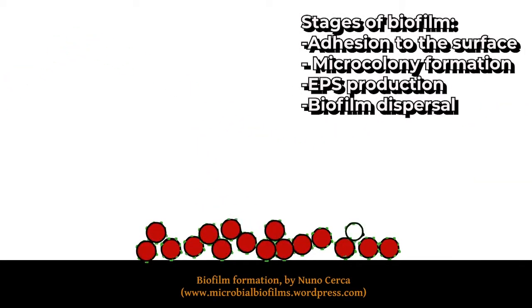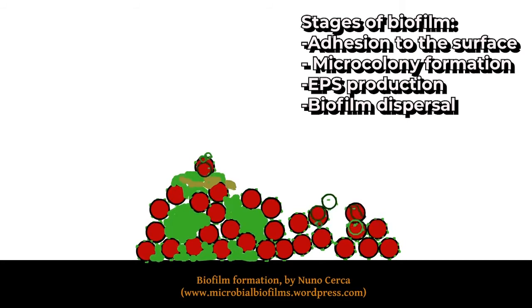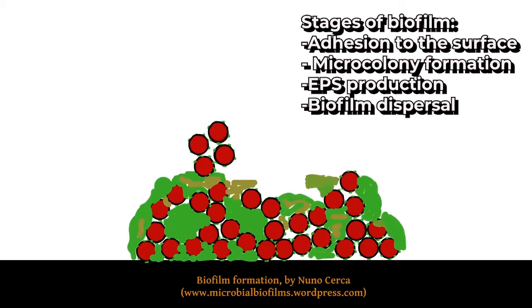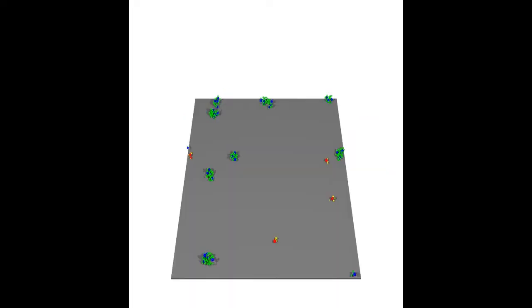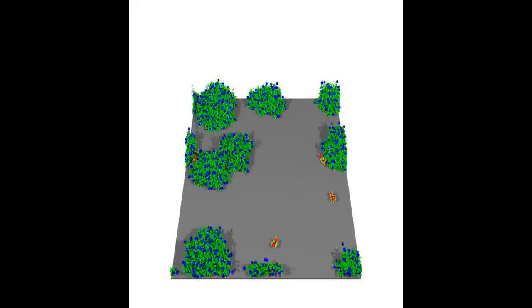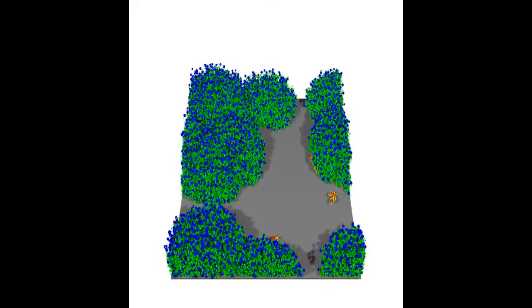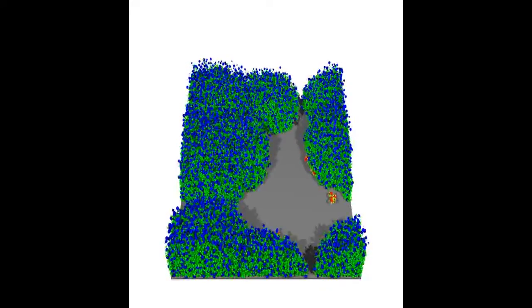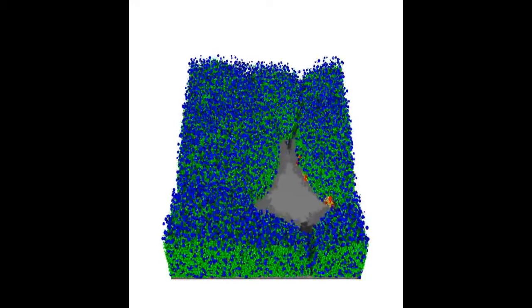First, adhesion to the surface of the implant material takes place. Second, microcolony formation occurs owing to cellular aggregation and EPS production. Those substances create a favorable environment for bacteria which protects them from environmental conditions, antibiotics treatments, and the immune system. Third, microcolony formation due to further remodeling and maturation. Those colonies are presented as towers. And fourth, the biofilm dispersal occurs when bacteria return to a planktonic lifestyle.